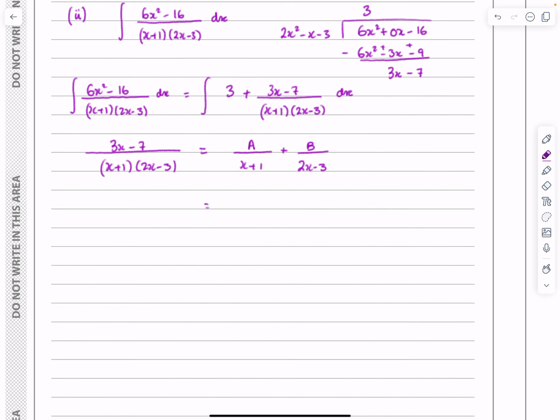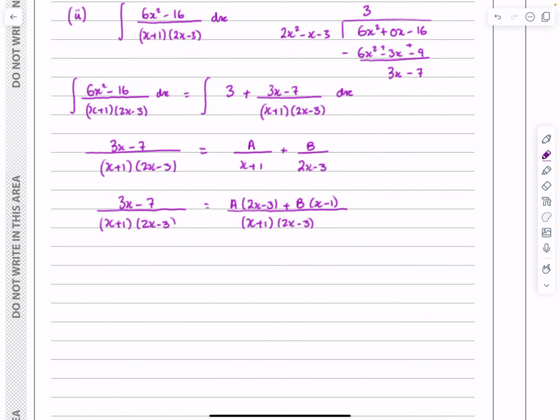If we multiply out the right-hand side, add together the fractions, that times that times that, and the bottoms 2 times together. Standard stuff. We should get a(2x minus 3) plus b(x plus 1) all over (x plus 1)(2x minus 3). Well, that's the same as 3x minus 7 over (x plus 1)(2x minus 3).